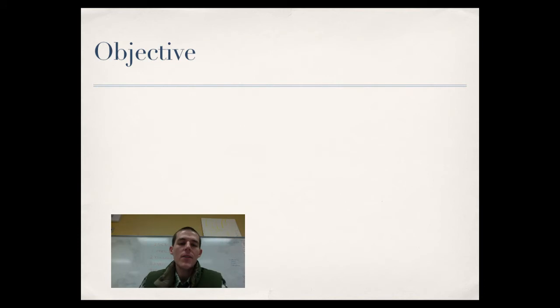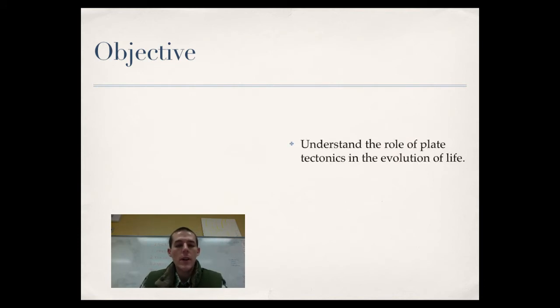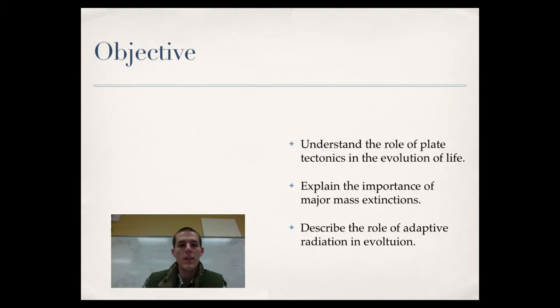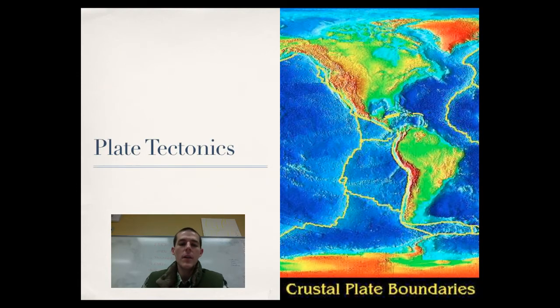By the end of today's video, you should be able to do the following. First, understand the role of plate tectonics in the evolution of life. Going to collide some geology and biology. Second thing, explain the importance of major mass extinctions. And finally, describe the role of adaptive radiation in evolution. So that's what we're going for. Let's start getting there. First thing, plate tectonics.